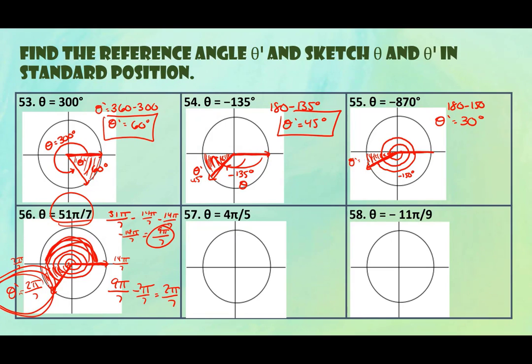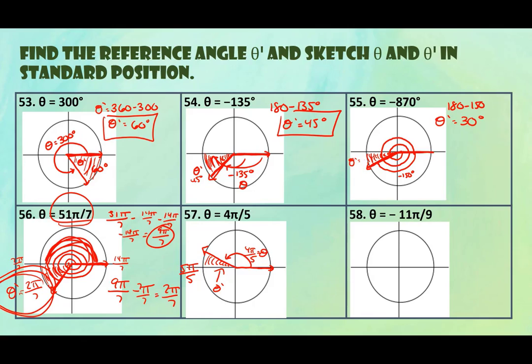Okay, let's do 4 pi over 5. This one's a little bit easier than the last one. So we have 4 pi over 5. Remember that this was always pi, or we can actually change that to 5 pi over 5, which means 4 pi over 5 is actually going to be a little less than that. It's going to be right here in the second quadrant. So here's 4 pi over 5, and that's our theta. Okay, here, this little shaded area right here is our theta prime, or our reference angle.